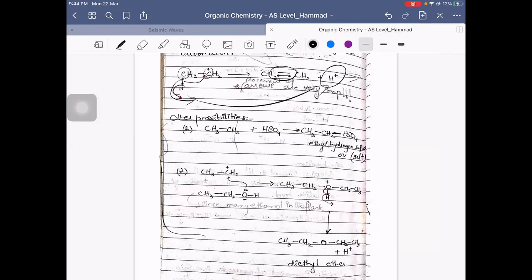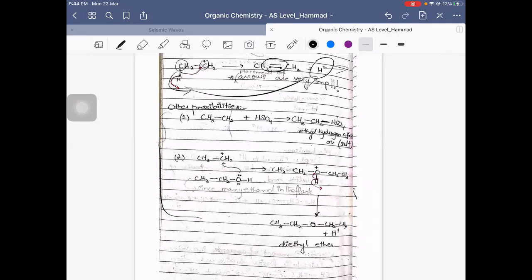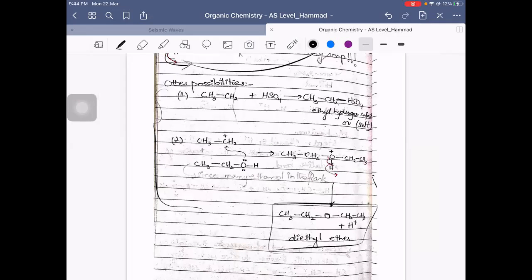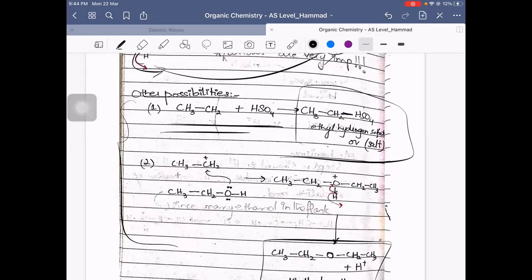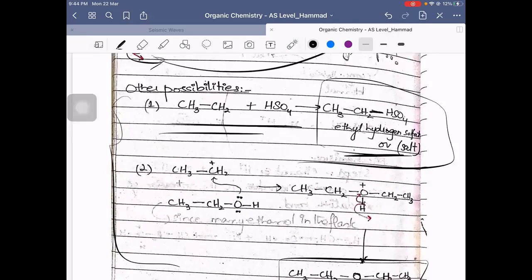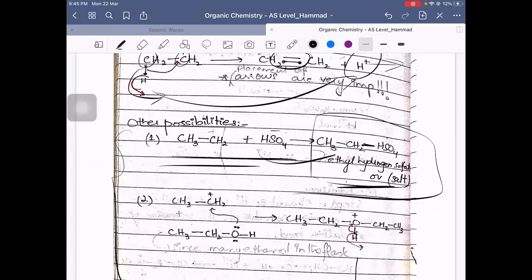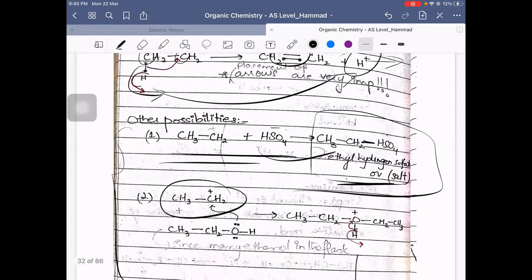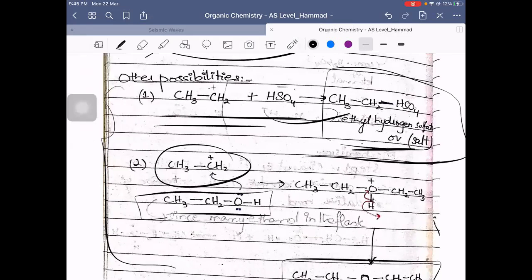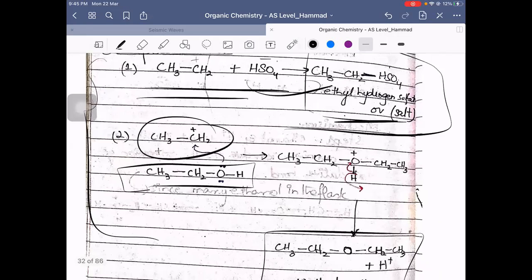Some other possibilities of the reaction are diethyl ether and ethyl hydrogen sulfate salt. The CH3CH2+ part reacted with HSO4- to give you ethyl hydrogen sulfate. Simply, I just make bonds. One had a positive charge, the other had a negative charge. Both of them made a bond. This one had a positive charge, and the other had a lone pair. These two made a bond and I get diethyl ether.